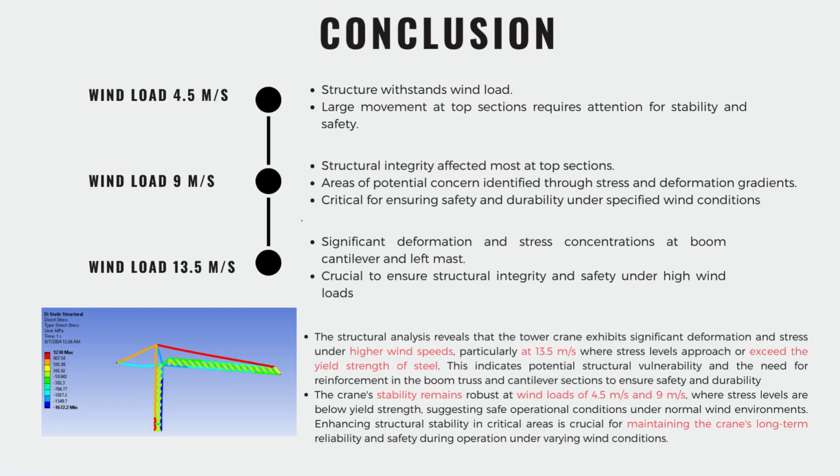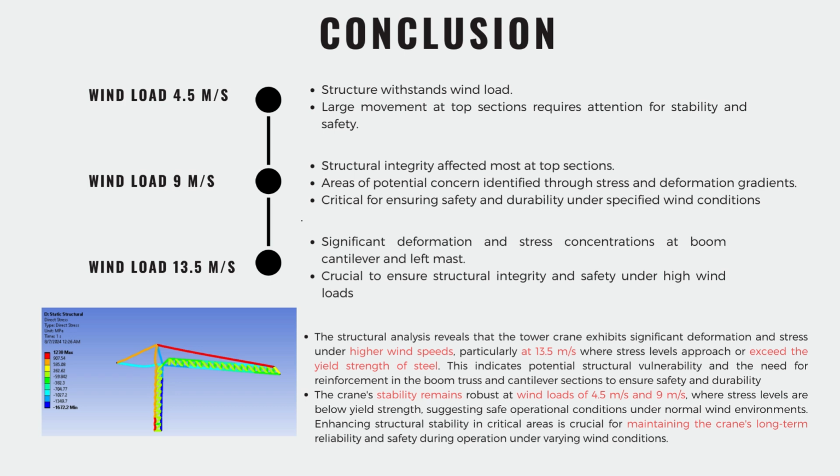In conclusion, the structural analysis revealed that the tower crane exhibited significant deformation and stress under the higher wind speed, particularly at 13.5 meters per second, where the stress level approaches or exceeds the yield strength of the steel. This indicates potential structural vulnerability and the need for reinforcement at the boom thrust and cantilever section to ensure safety and durability.